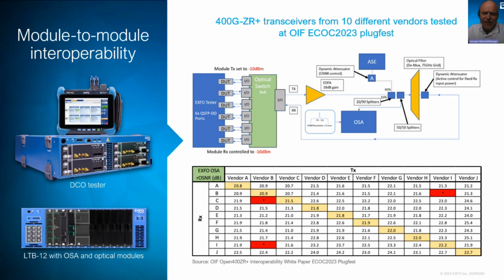However, 6 TX to RX, so transmitter to receiver pairs, exceeded the tolerance values for the ROSNR limit, with values ranging between 24.1 and 25.4 dB. And with it, back to Andrea.